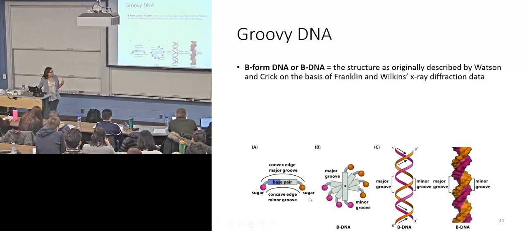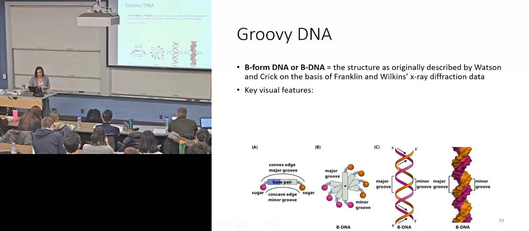So this is sort of a top-down view if I'm looking at the helix. I have a convex edge, which will form part of the major groove. I have the concave side. I have my base pair here. This concavity is mostly a result of the glycosidic bond. It's details I don't need you to memorize, right? But some key visual features overall.